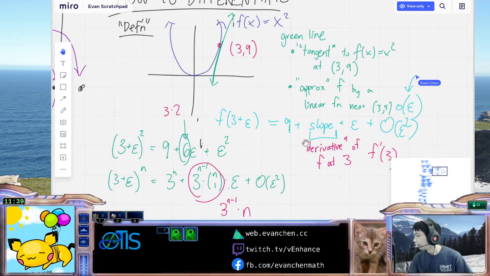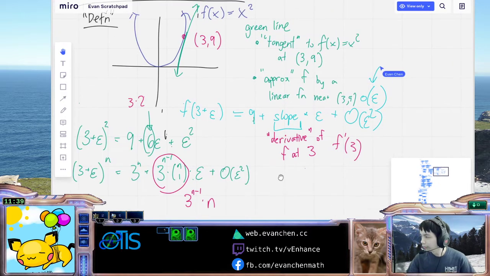Okay, so we now know how to calculate all the slopes, and what you can see is for the x squared case, the slope is just always twice the input. So if I'm at 3, 9, the slope is 6. And if I was at, say, 5, 25, the slope would be 10.